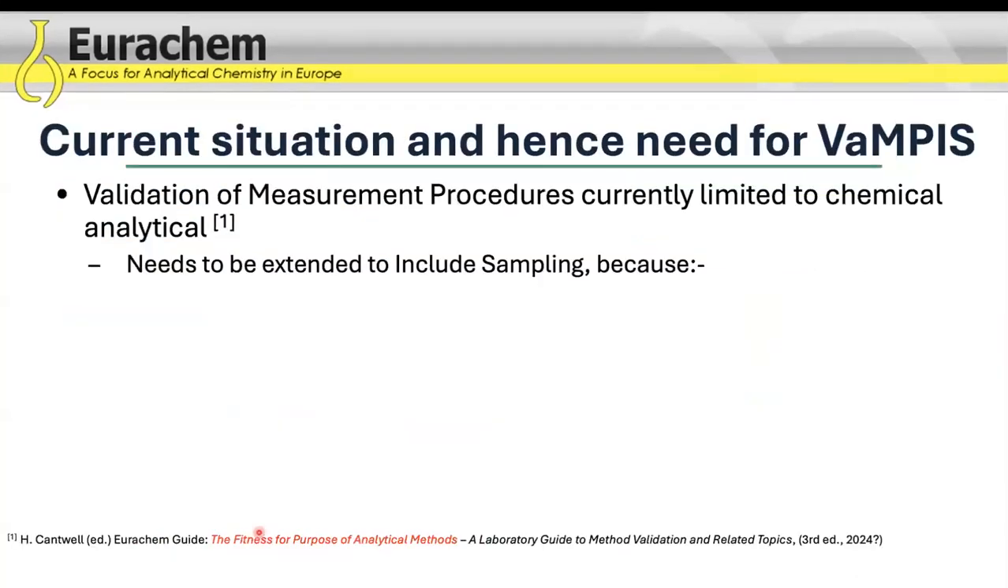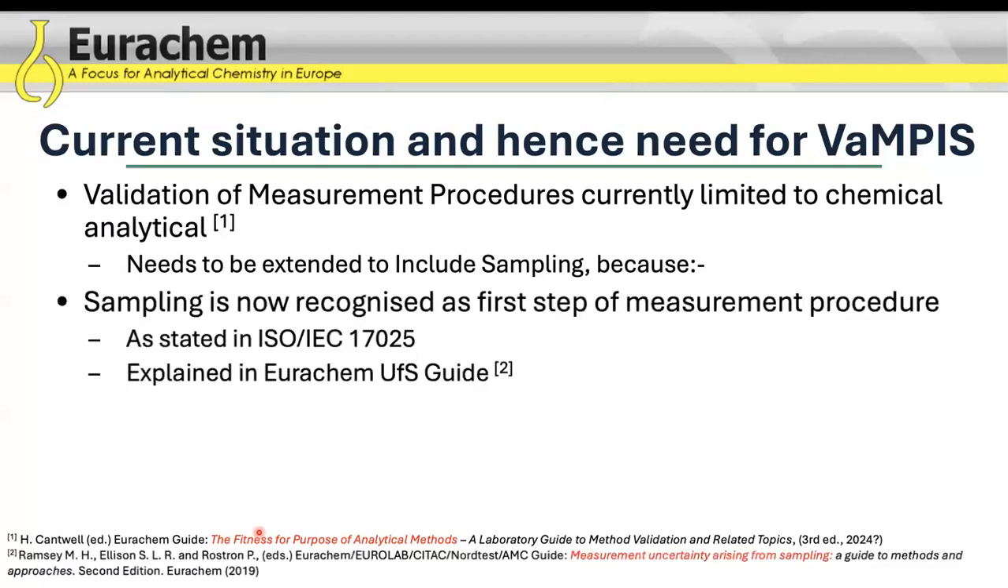So the current situation, and hence the need for VAMPIS, is that the validation of measurement procedures is currently usually limited to chemical analysis, basically what goes on in the laboratory, but they need to be extended to include sampling. And this is because sampling is now recognized as the first step in the measurement procedure. This has been recognized and stated in ISO 17025, and it's explained in the previous Eurachem guide on uncertainty from sampling, this reference below here.